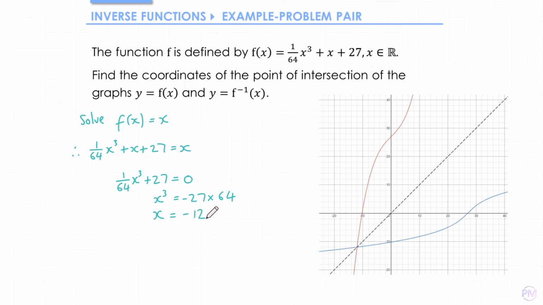Finding the y value is very simple because they meet on the line y equals x. That means that y is also minus 12. So the coordinates of intersection are minus 12, minus 12.